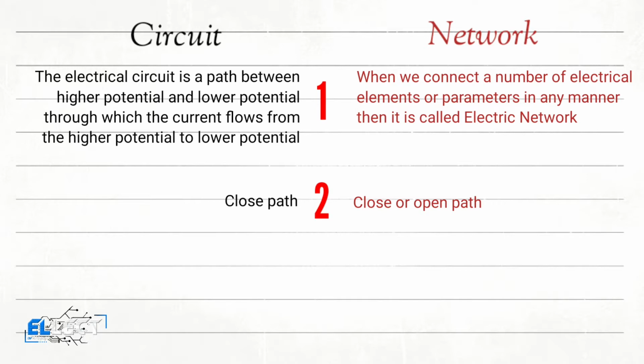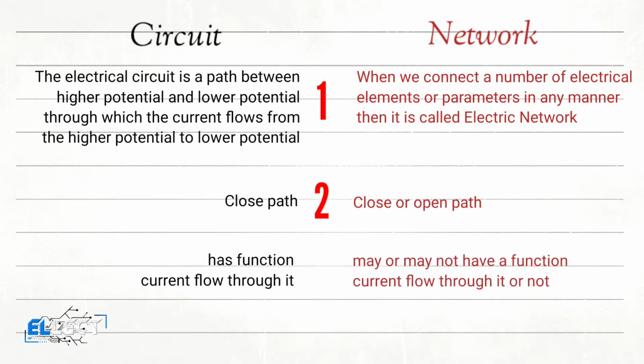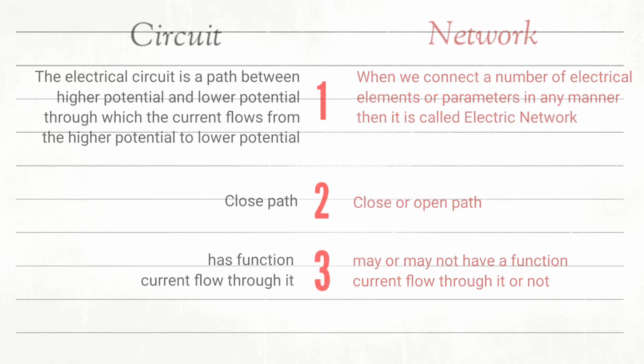A circuit has a function, say the function of electric motors, lamps, bulbs, filaments and all other devices which are used in industries as well as domestic appliances, while a network may or may not have a function. Say we can draw a network, so in the network there may be transmission lines, distribution lines, and others.